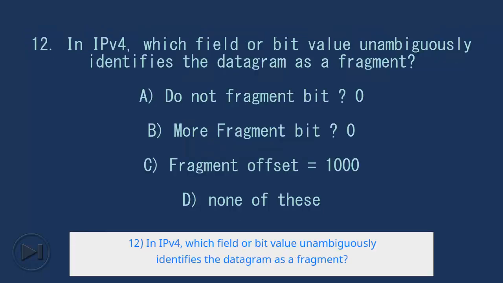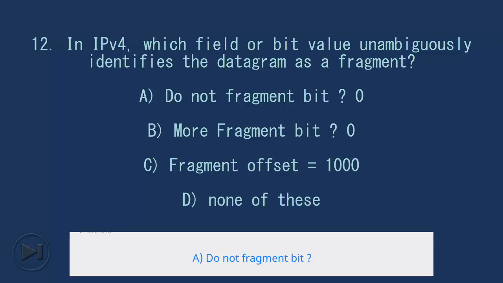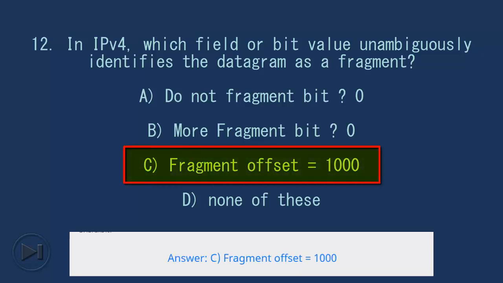12. In IPv4, which field or bit value unambiguously identifies the datagram as a fragment? A. Do not fragment bit. B. More fragment bit. C. Fragment offset equals 1000. D. None of these. Answer, C. Fragment offset equals 1000.